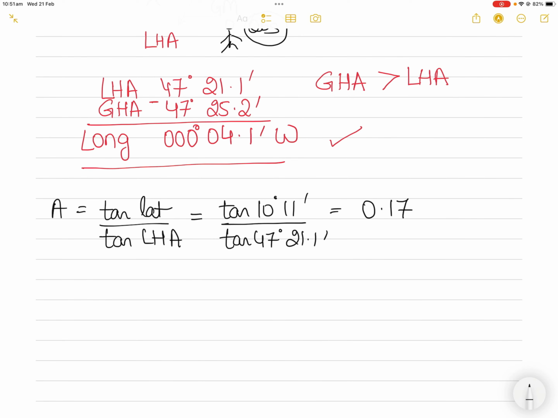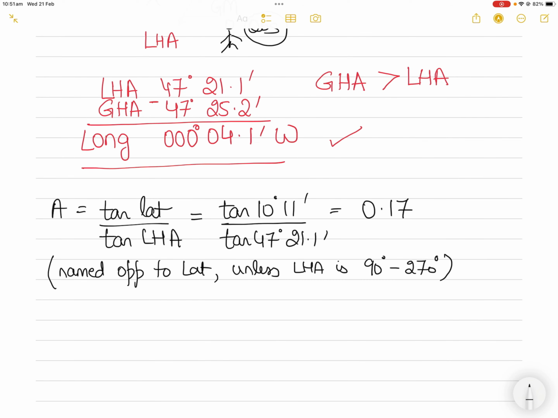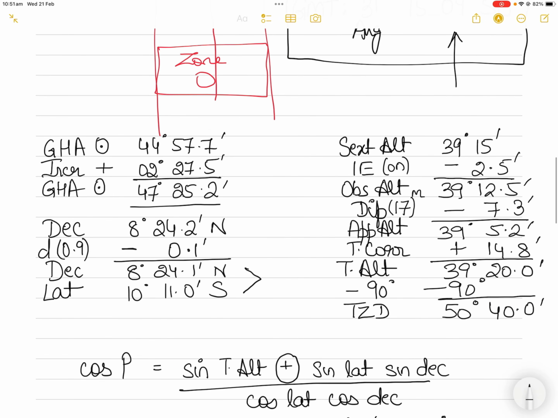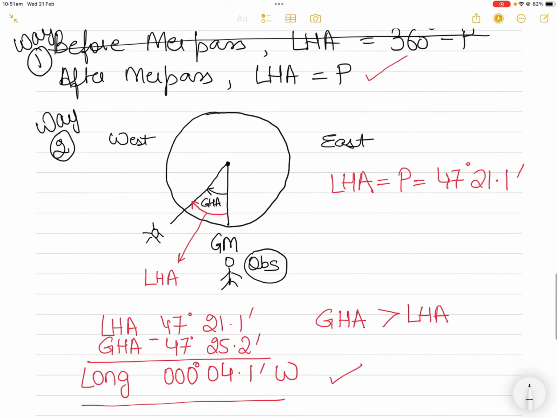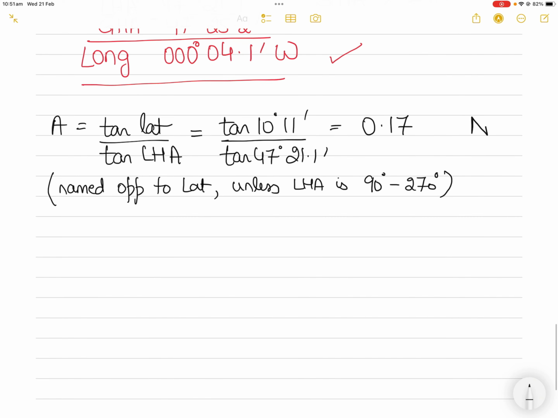Now here, whether you get a negative or positive answer, you will ignore the negative sign. You will always write a positive number here. So the rule of naming A is that A is named opposite to latitude, unless LHA is between 90 and 270. Here LHA is 47 degrees. It is not between 90 and 270. So I will name it opposite to latitude. My latitude is south. It's 10 degrees 11 minutes south. I will name this north.